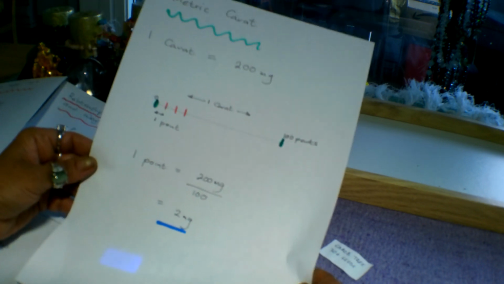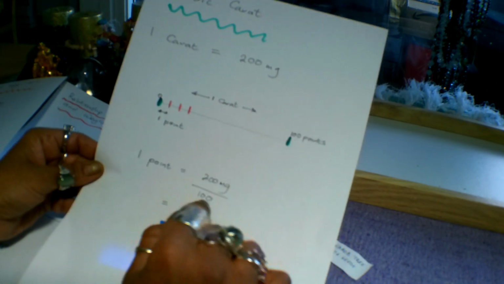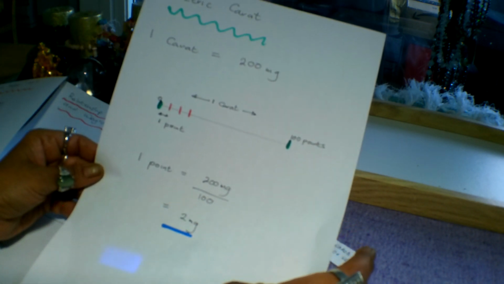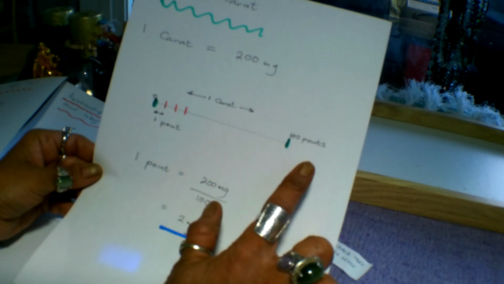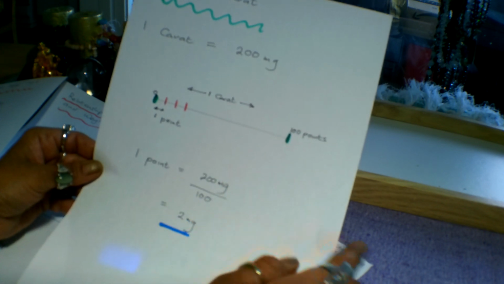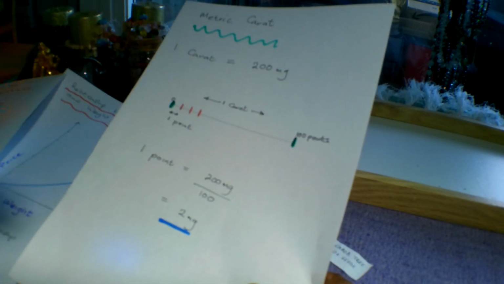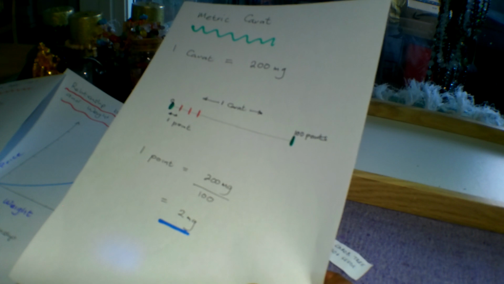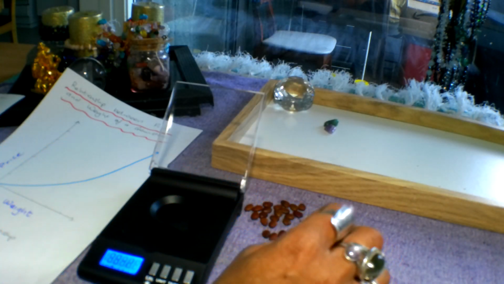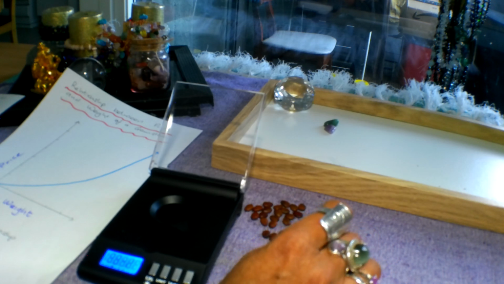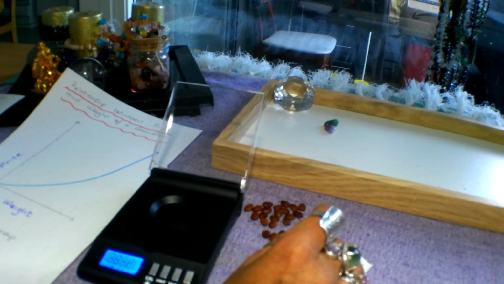So this is a very, very important value for the carat and the points or the divisions of that carat. So 1 carat is divided into 100 points, each point is 2 milligrams, and the whole carat is 200 milligrams. So that is the standardized way in which we now measure or weigh gemstones. And this is important because gemstones are priced according to weight.